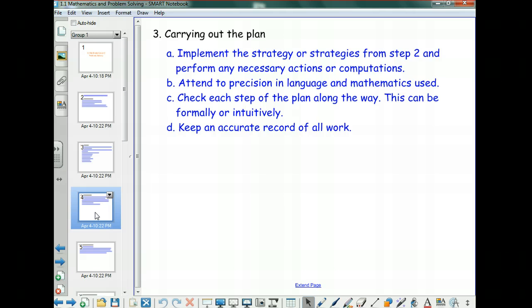Attend to precision in language and mathematics use, so you're precise, because mathematics is precise. So we want to be precise in what we're doing. And you want to check the steps along the way, either formally, like you actually take a number and plug it back in, checking your work, right? Or intuitively, saying, is that reasonable? If I find out that I'm supposed to have 4.5 legs on that termite, is that reasonable? Yeah, okay, that's the kind of intuitive checking it's talking about. And then keeping an accurate record of all work.